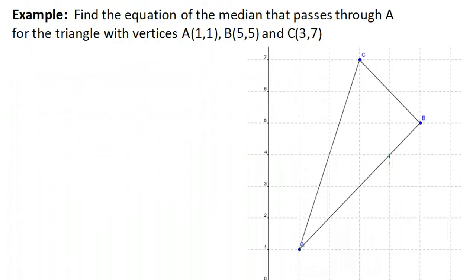Let's actually do an example. Okay, so find the equation of the median that passes through A for the triangle with vertices A is (1, 1), B is (5, 5), and C is (3, 7). So in this case, I've drawn a picture using GeoGebra and I've pasted it in here.